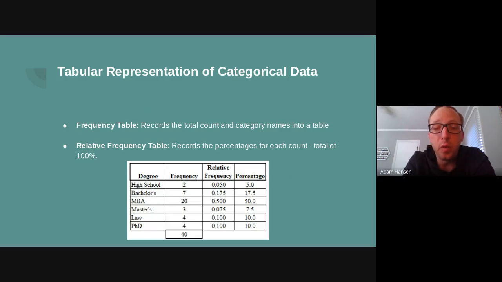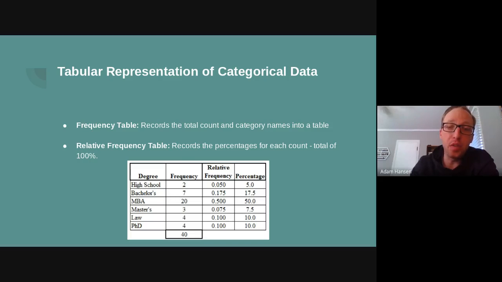We could also have a relative frequency table. A relative frequency table records the proportion of all responses that fall into each category. So for high school, we see 2 out of 40, or 0.055%. For a bachelor's degree, 7 responses of the 40, 7 out of 40, or 0.175, 17.5%. MBA would be 20 out of 40, 0.5 or 50%. The proportion of responses that had master's degree would be 3 out of 40, 7.5%. Law degree and PhD, 4 out of 40, or roughly 10%.